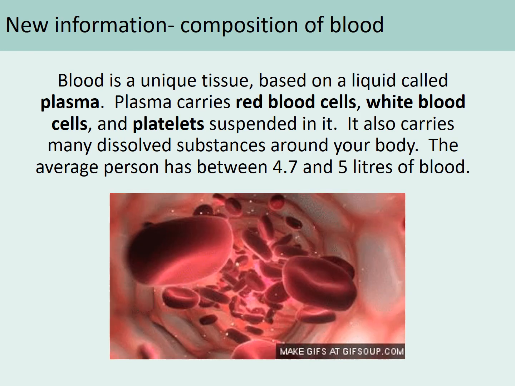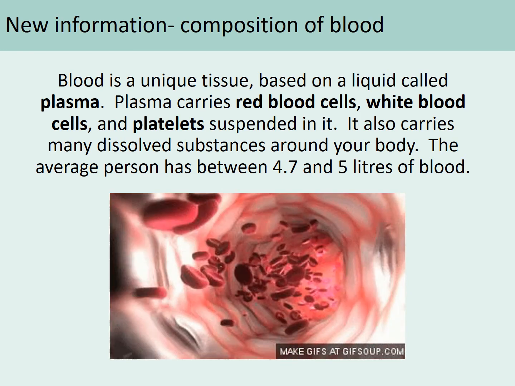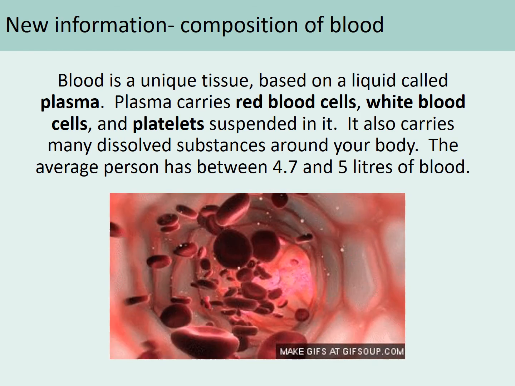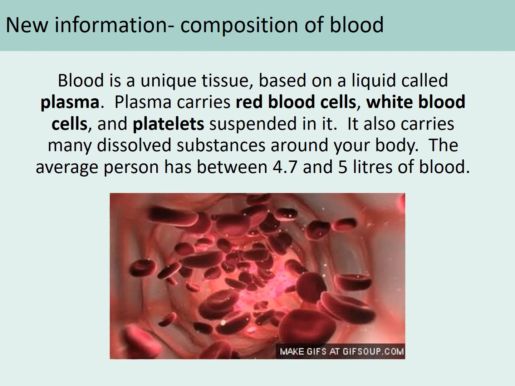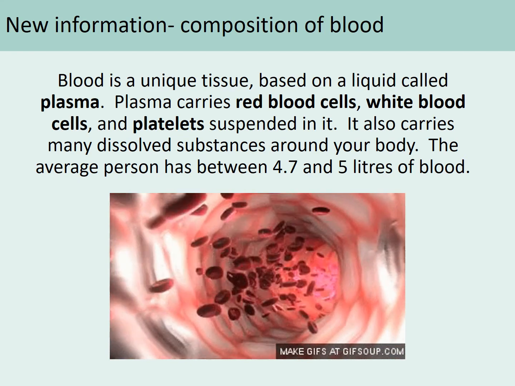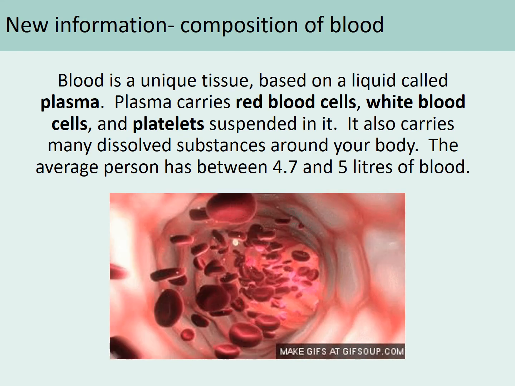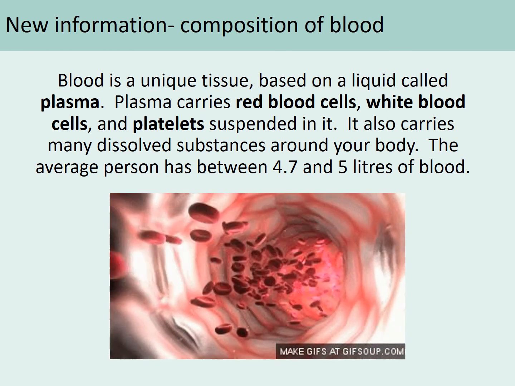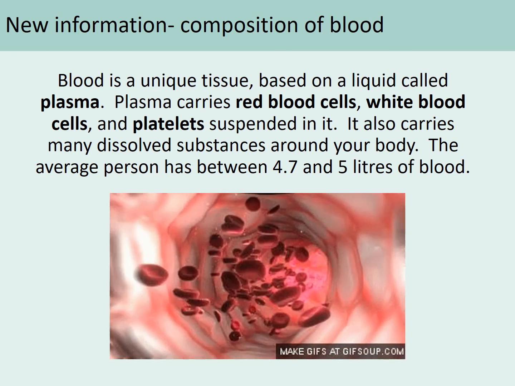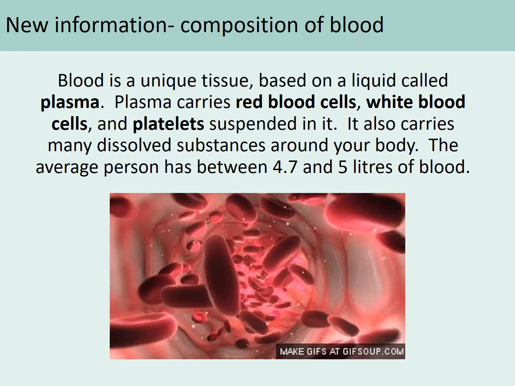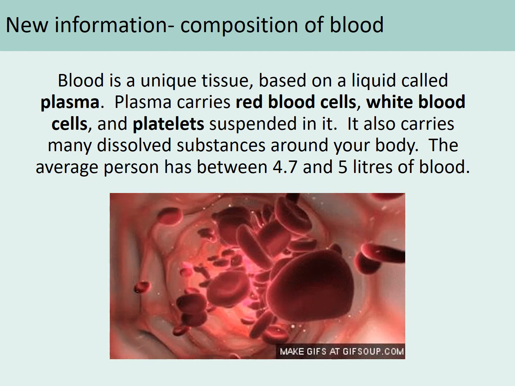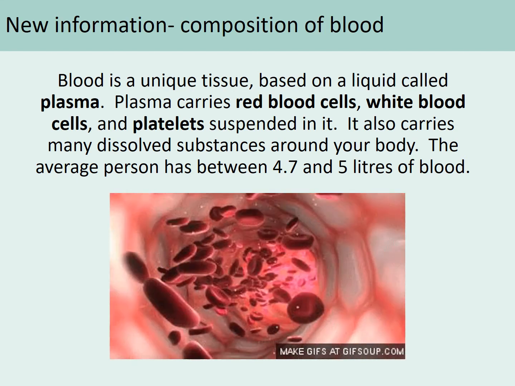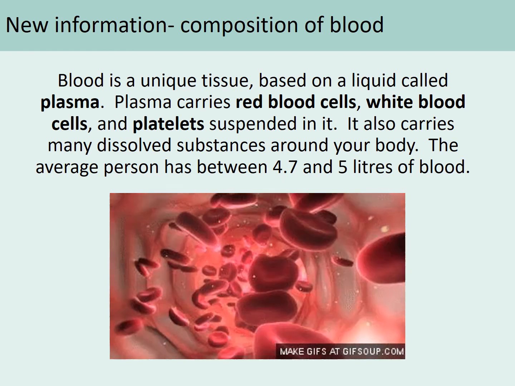The next one is white blood cells. Now, these are very important because these go around the blood, and if they find any pathogens, which are microorganisms inside your body, then they will actually attack them. And the last main component of the blood is something called platelets. Platelets are really important because that's where we get scabs from. So that's what clots the blood so that you don't just bleed to death.